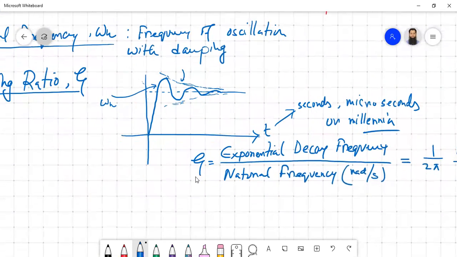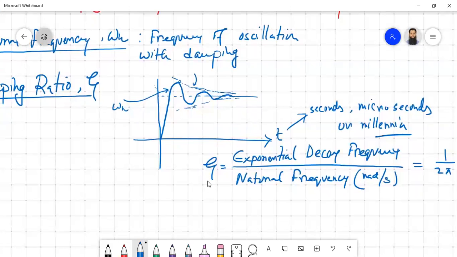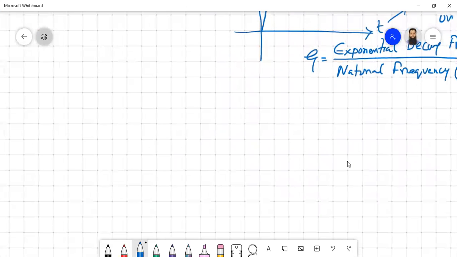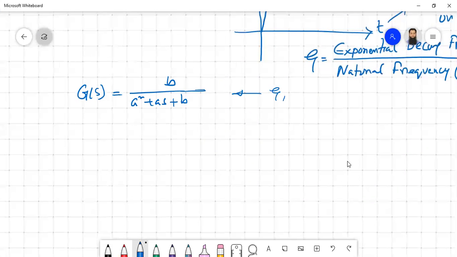Okay. So now, from these ideas or definitions, let us try to find the generalized second order system. The system that we already discussed in the last segment was something like this: G of s equal to b over s squared plus a s plus b. Now we want to represent this system in terms of zeta and omega.